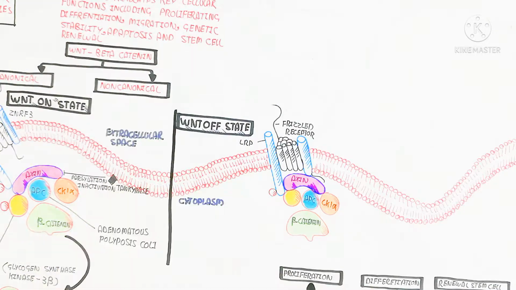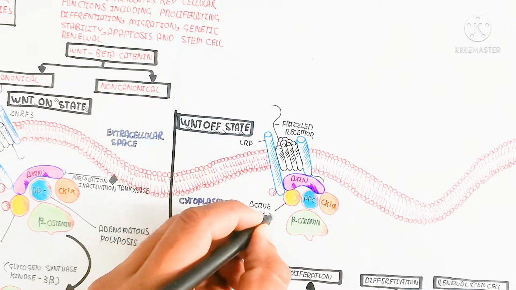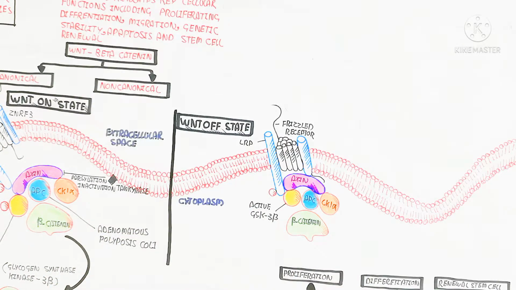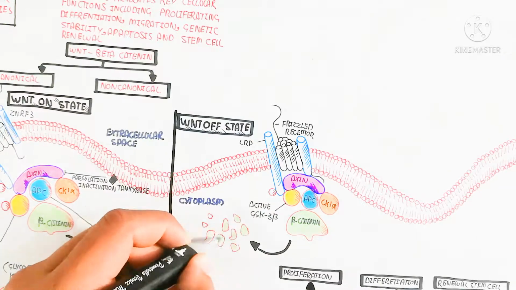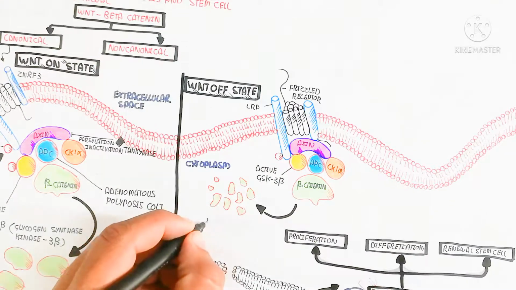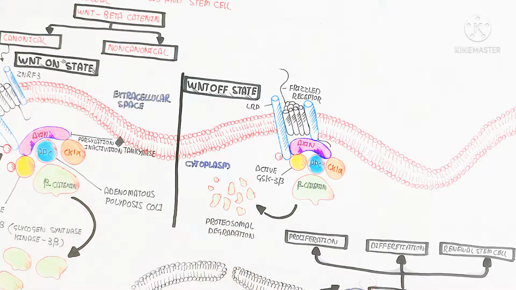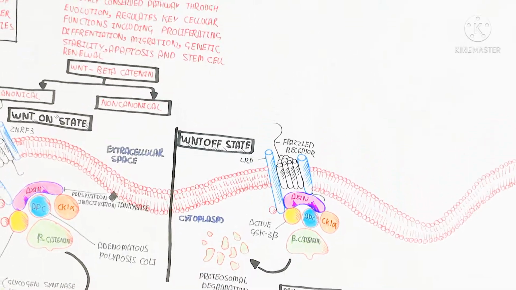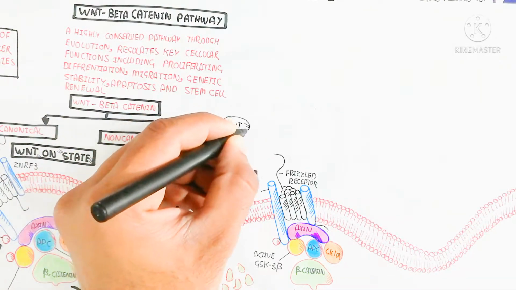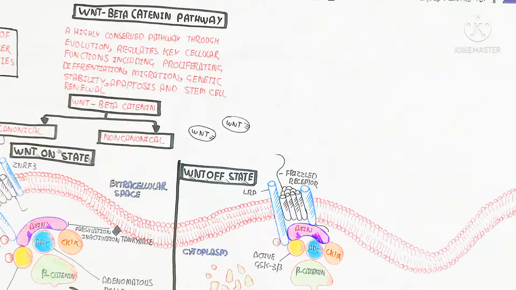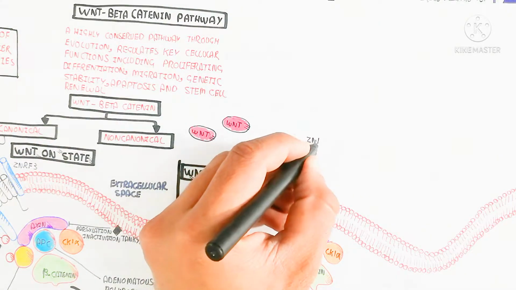And on the other hand, here is the Wnt off state, which will occur when the phosphorylation does not occur. So the phosphorylated site will not occur with the active GSK3 beta, glycogen synthase kinase 3 beta. After this, beta catenin proteasomal degradation will occur due to the active GSK3 beta, which is used for the degradation.